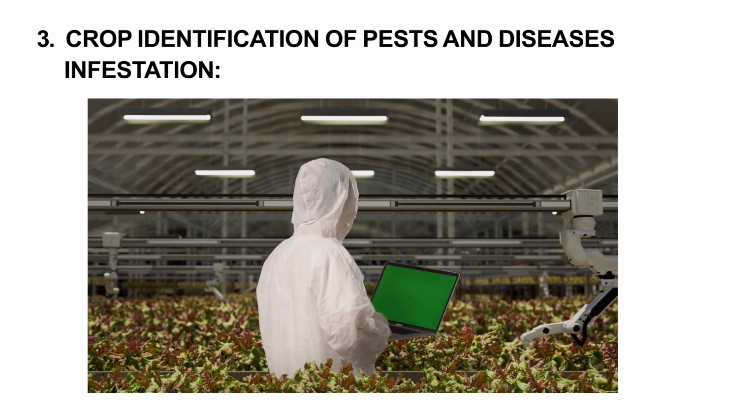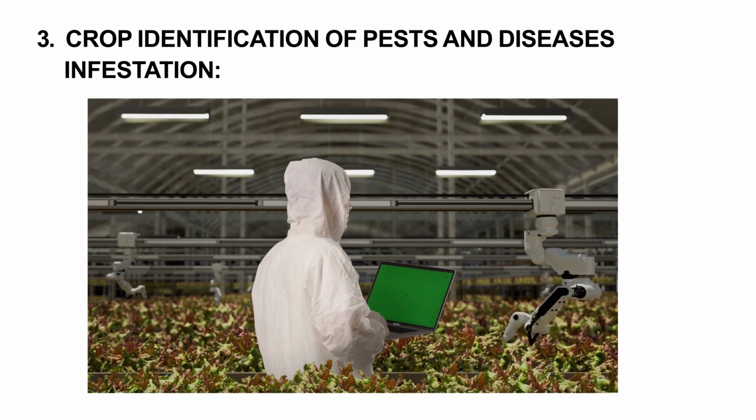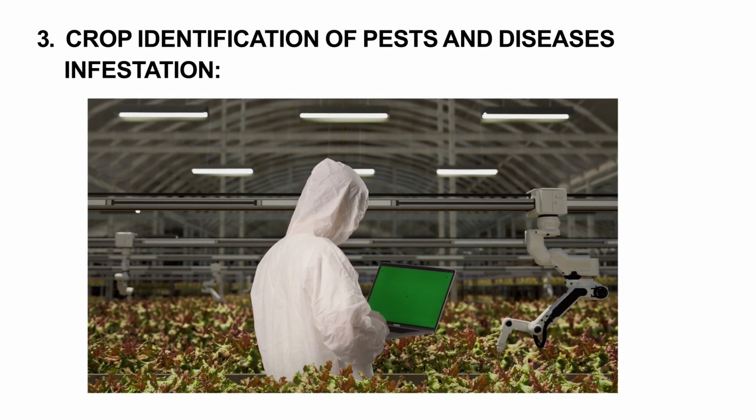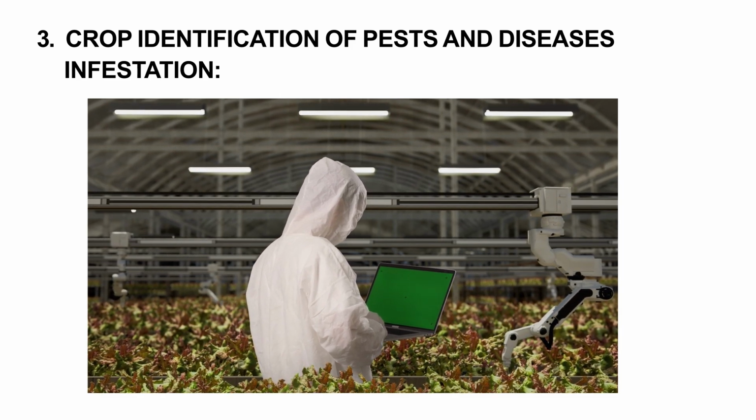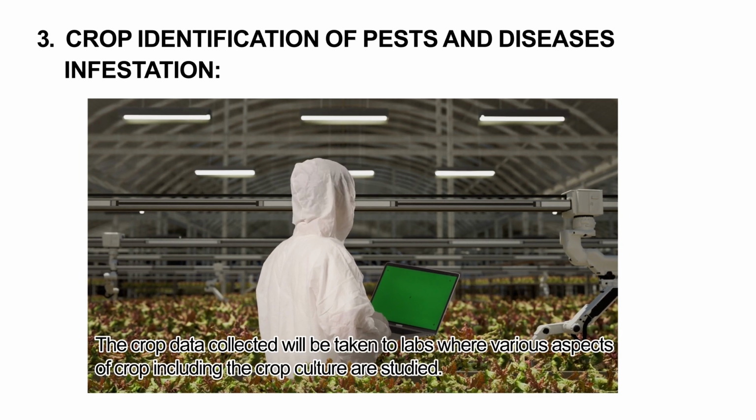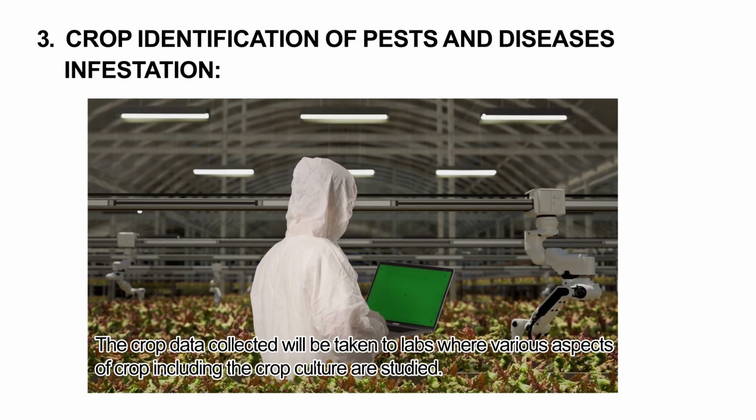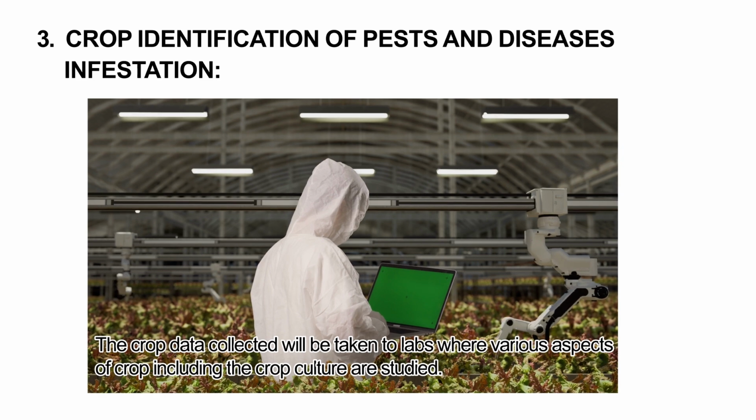Third, crop identification of pests and diseases infestation. Remote sensing technology plays a significant role in identification of pests in farmland and gives data on the right pest control mechanism to get rid of the pests and diseases on the farm. The crop data collected will be taken to labs where various aspects of the crop, including the crop culture, are studied.